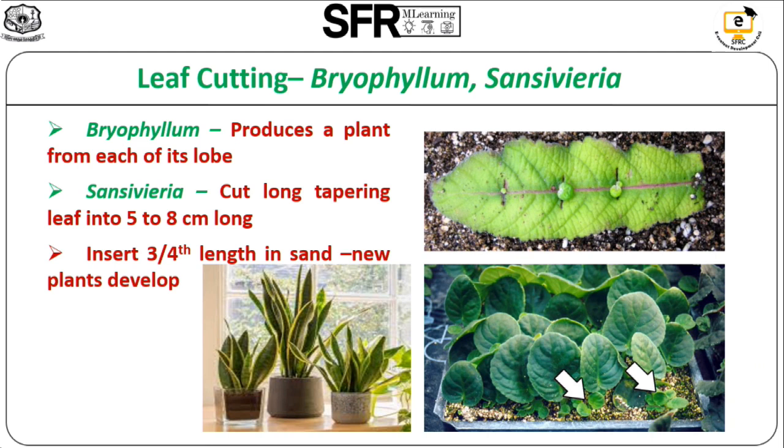Then it is the sansevieria, that is your normal snake plant. Here you should cut the long tapering leaf into 5 to 8 centimeter lengths, then insert 3/4 of the length in the sand. Then you can see the new plants will develop easily. It will grow faster. It won't need more attention or more water or anything. Very easily it can be carried out.